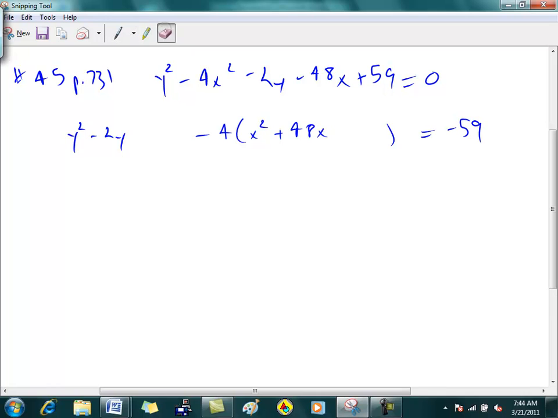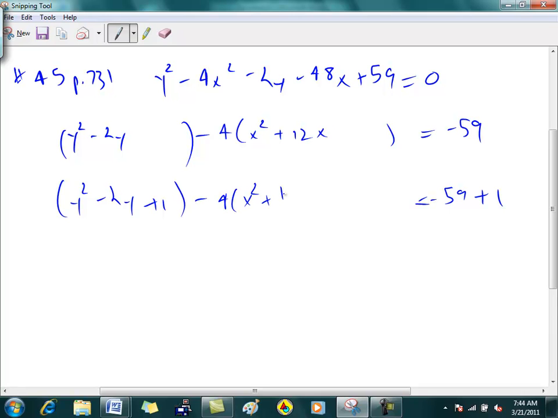My bad, 12x, thank you. Seem all right? So this goes like that. And so what do you put in here? So plus 1 there, so put a plus 1 on the other side. Okay, and then about here, 36, my bad. Half of 12 is 6, 36.